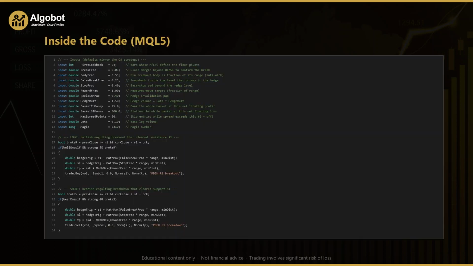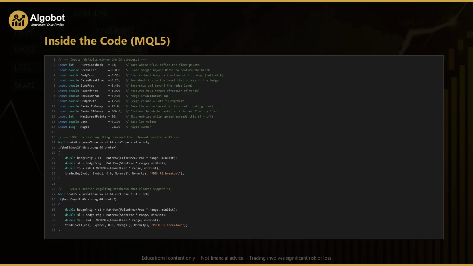Here's the core of the MetaQuotes language code, just as it appears in MetaEditor. At the top are the inputs. PivotLookback sets how many closed bars define the pivots. BreakFrac is how far beyond a level the candle must close to confirm the break, and BodyFrac is the minimum body size that keeps weak candles out.